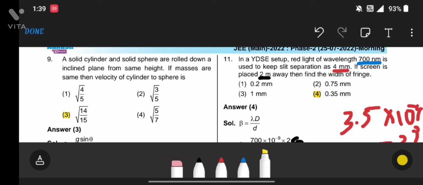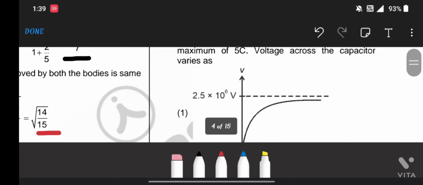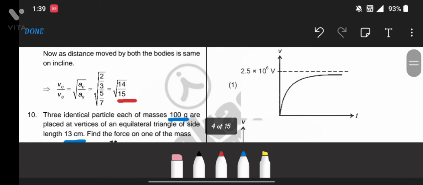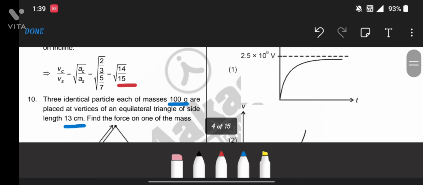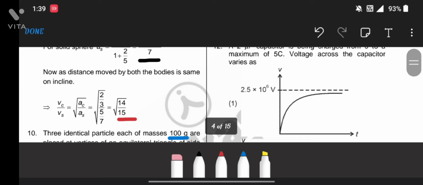Now moving on to next question. In the next question, let me zoom in, then we'll see. They have given a 2 microfarads capacitor is being charged from 0 to a maximum of 5 capacitor. The voltage across the capacitor varies as how? Like this they have given. Options are graphs. They are asking question based on graph.